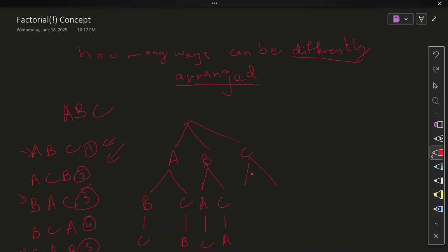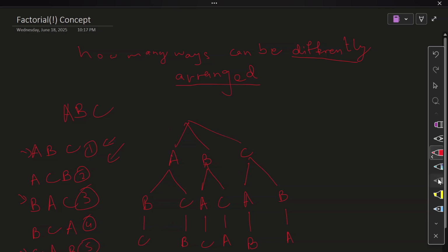Now, I want you to think before I tell you. Factorial is essentially how one of your choices limits another, right? And that's how we're going to derive factorial. Anyways, if I put C first, I have A and B. And after these, I'm going to have B here and I'm going to have A here. Now notice all my outcomes have been arranged in a flowchart.